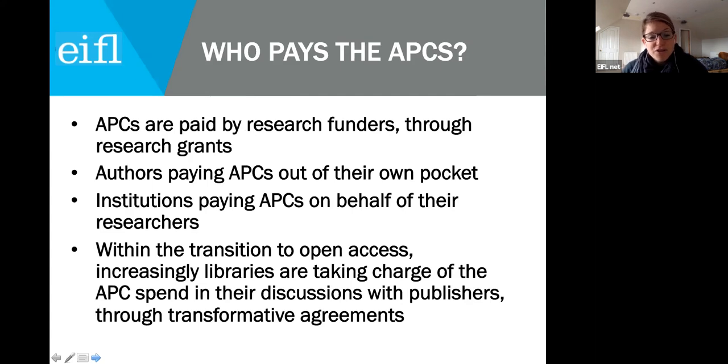So within this transition to open access, more and more libraries are taking charge of the APC spend in these discussions with publishers and trying to track it as well, which is quite difficult. I think a lot of libraries and consortia are struggling with doing that. So it's always interesting if you talk to people in your area to find out who's paying the article processing charge and if it can be tracked.